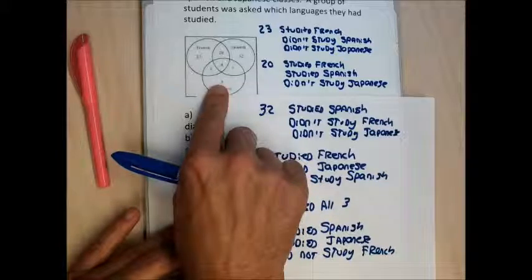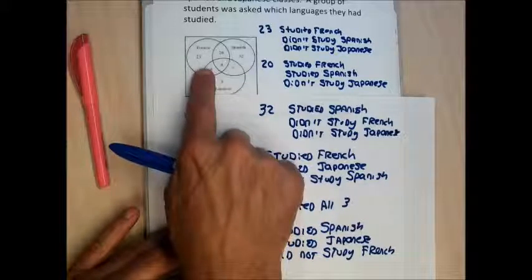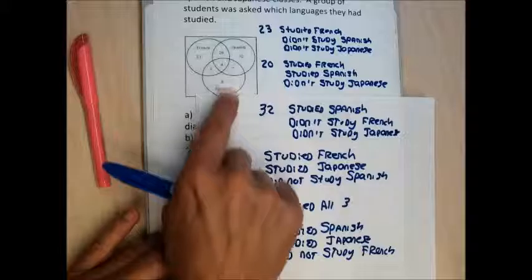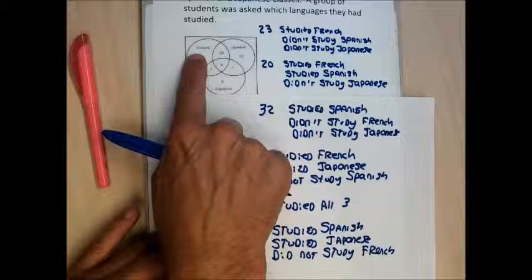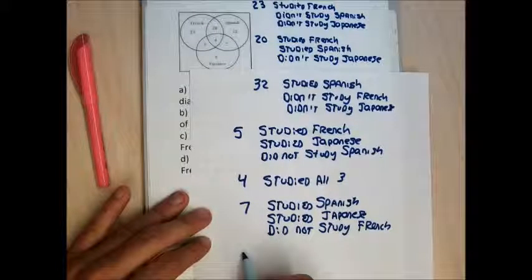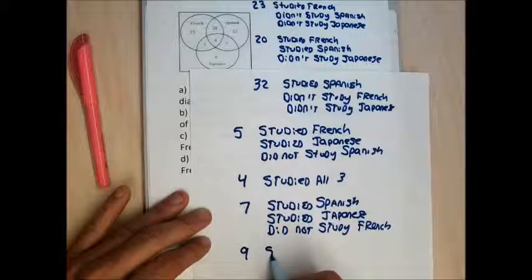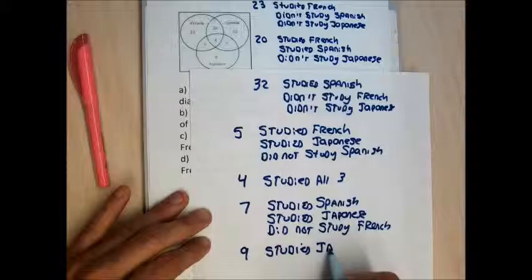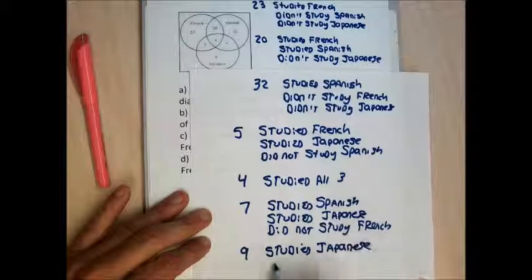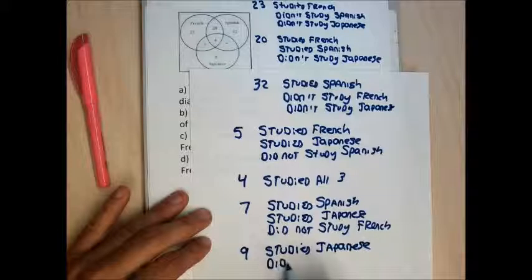Last number, those 9, it's only in the Japanese circle. It's not part of the French, and it's not part of the Spanish. So they studied Japanese, they didn't study French, they didn't study Spanish. So the last number, the 9, studied Japanese, did not study Spanish, did not study French.